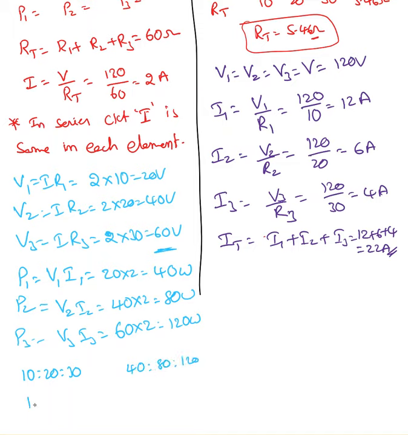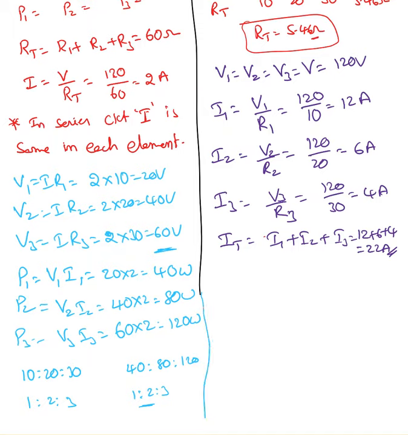Okay, so isn't the ratio the same? My resistance ratio is 1 is to 2 is to 3. My power ratio is also 1 is to 2 is to 3. So in series, the power ratio is the same as the resistance ratio.